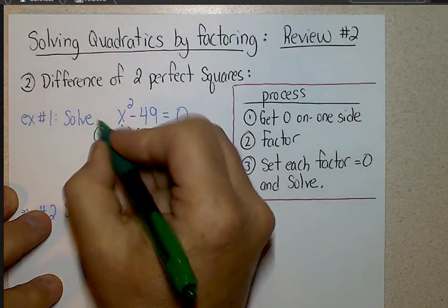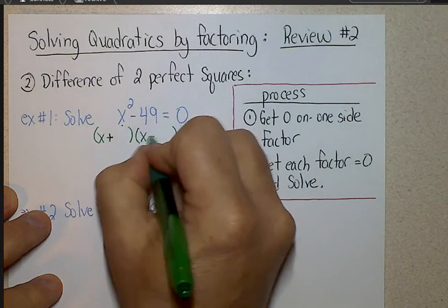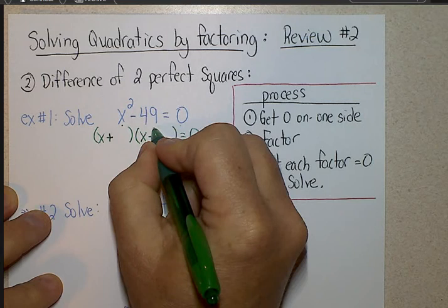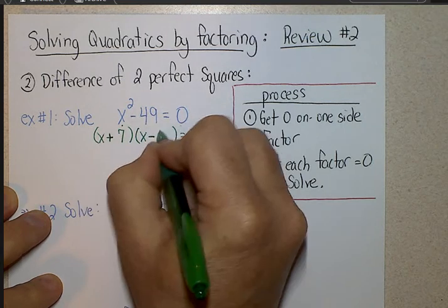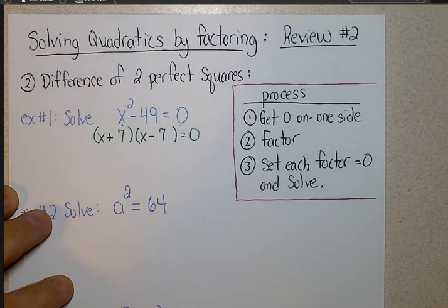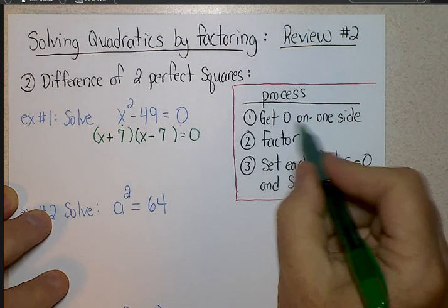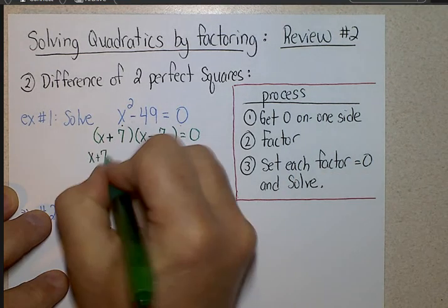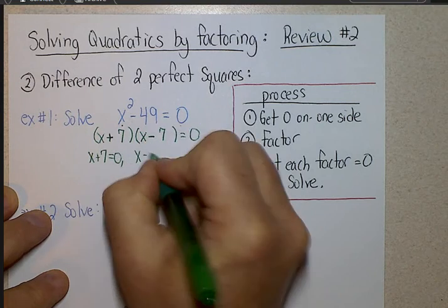Your signs are going to be different. And then the negative term, or the term that follows the subtraction sign, which is 49, its square root comes second. It's 7 and 7. All right, so now it is factored. So we got 0 on one side. We did factor. Now set each factor equal to 0. We get x plus 7 is equal to 0. We get x minus 7 is equal to 0.